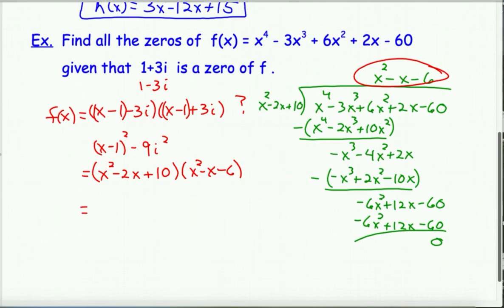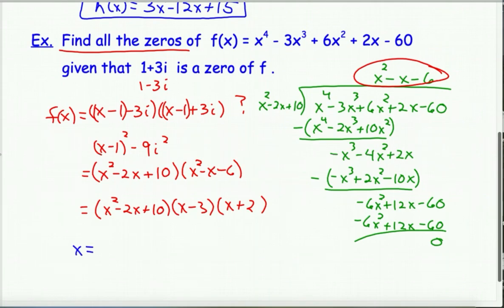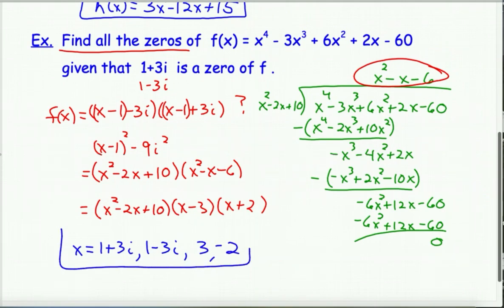and so this was a little less work than that other example. So I have x squared minus 2x plus 10, and then I can factor this quadratic, that's x minus 3, x plus 2. So we had to find all the zeros. So my zeros are x equals 1 plus 3i, 1 minus 3i, 3, or negative 2. And there you have it.